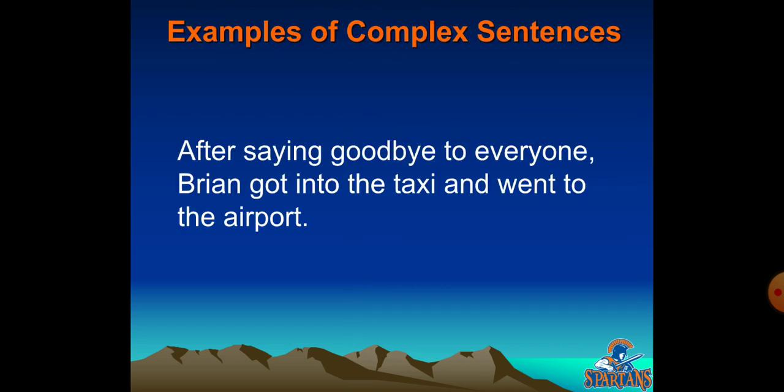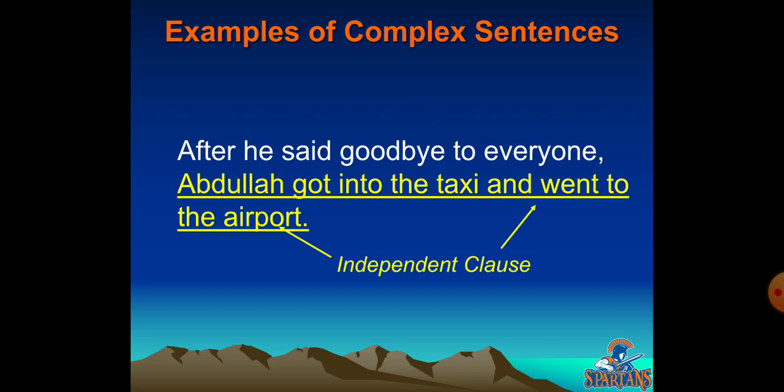Examples of complex sentence. After he said goodbye to everyone, Abdullah got into the taxi and went to the airport. The yellow shaded part of this sentence is an independent clause. It's an independent clause because if you remove it from the entire sentence, it can still stand alone. That means it can read as Abdullah got into the taxi and went to the airport.